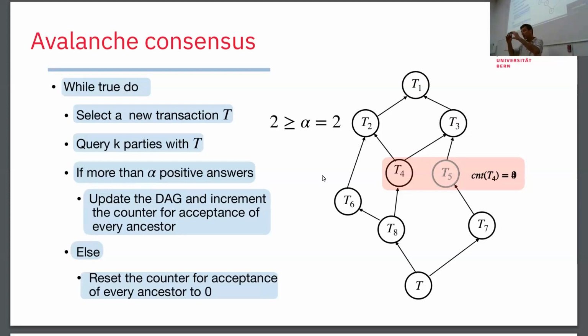They give special treatment for so-called conflicting transactions. These are the ones colored in yellow here, where the conflicting transactions have higher approval thresholds. And sometimes you also go back in the approval, you reset these counters to 0.